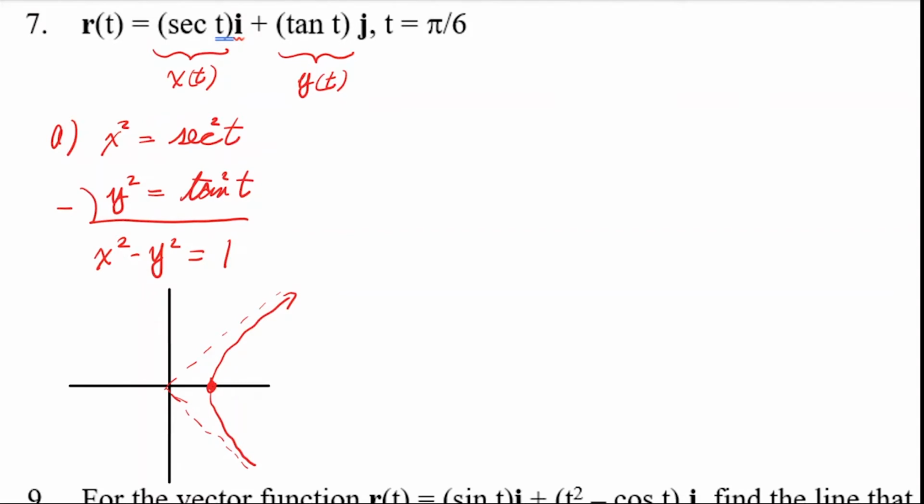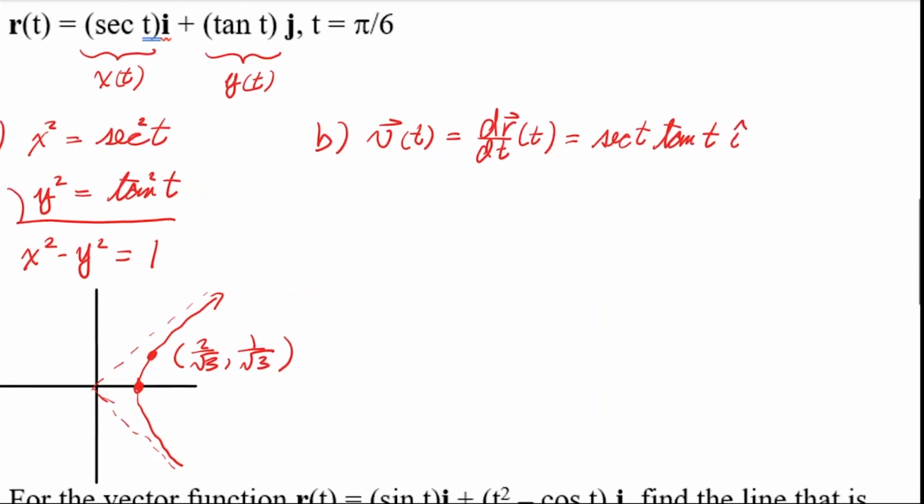T is pi over 6. So far, so good. So when T is equal to pi over 6, it literally is somewhere here, isn't it? That angle this thing makes from the origin is literally pi over 6. Okay, so let's substitute it. What is secant pi over 6? And then tangent pi over 6. Wait, 1 over root 3, right? That is our point. Are we good so far?